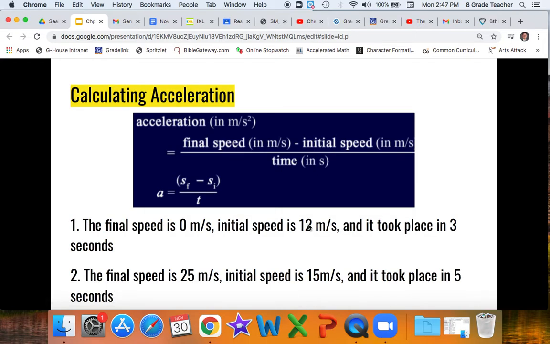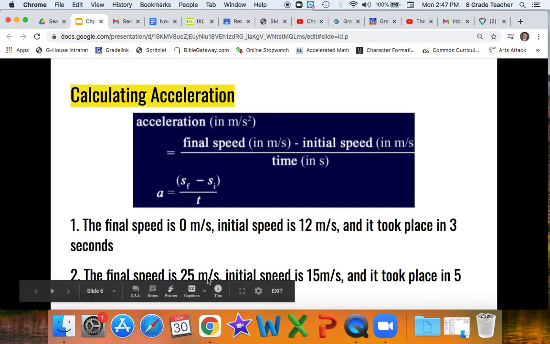You're going 4 meters less every second because you're slowing down at that rate. Number 2, the final speed is 25 meters per second. The initial speed is 15 meters per second, and it took 5 seconds.